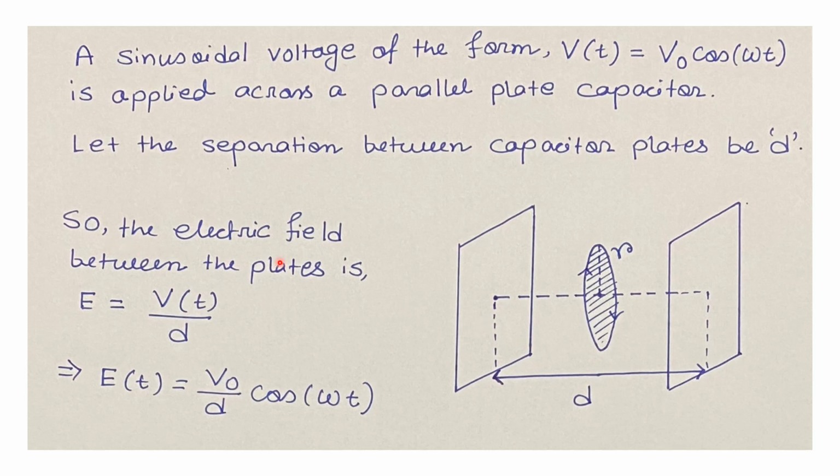The electric field between the plates of the capacitor is E equals the applied voltage across the capacitor plates, that is V as a function of t, divided by the separation of the capacitor plates, that is d. So the time varying electric field between the capacitor plates is given by E as a function of t equals V0 divided by d times cos omega t.